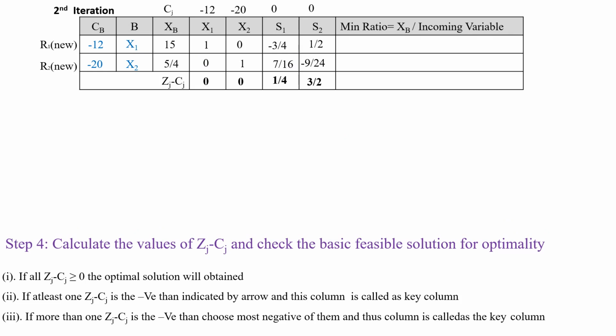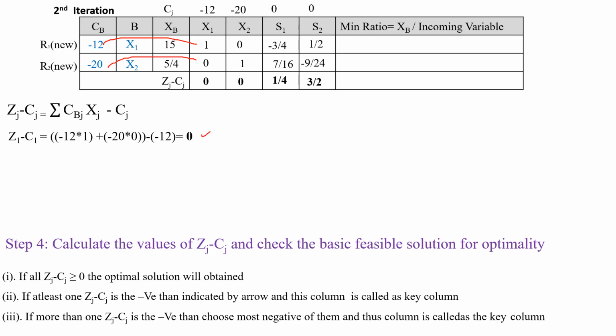Next we calculate the Zj minus Cj values and check the basic feasible solution for optimality. First we calculate Zj minus Cj for the first variable x1, that is Z1 minus C1 equals minus 12 into 1 plus minus 20 into 0 minus of minus 12, which is equal to 0. Next, Z2 minus C2 equals minus 12 into 0 plus minus 20 into 1 minus of minus 20, which is equal to 0.